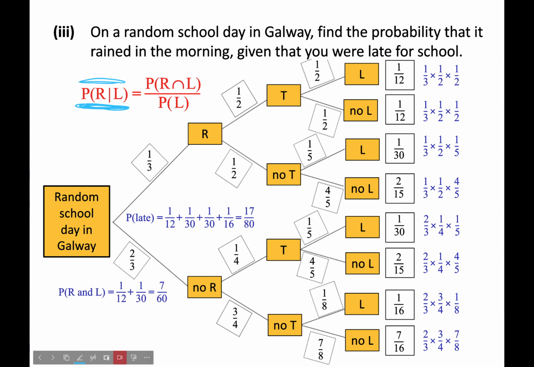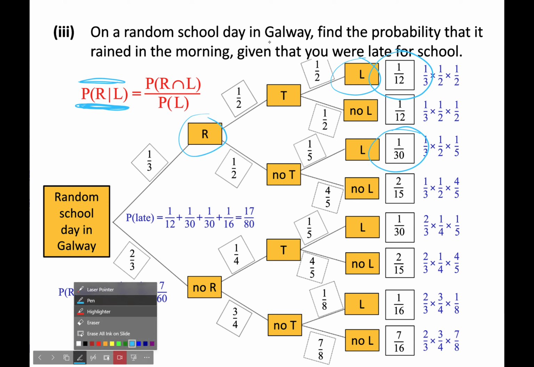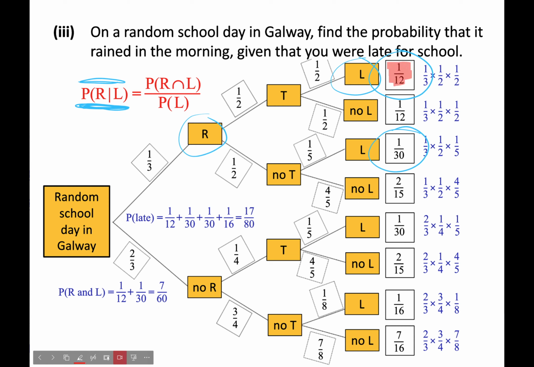So the probability that it rained and you were late, well, that is going to be your 1/12 plus your 1/30. Okay, so the ones that are highlighted here, the 1/12 and the 1/30. So when you add those together, you get 7/60.